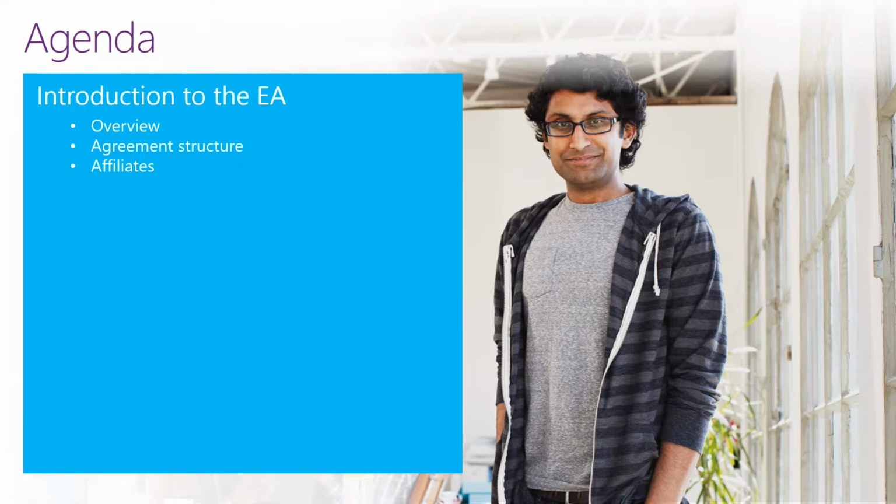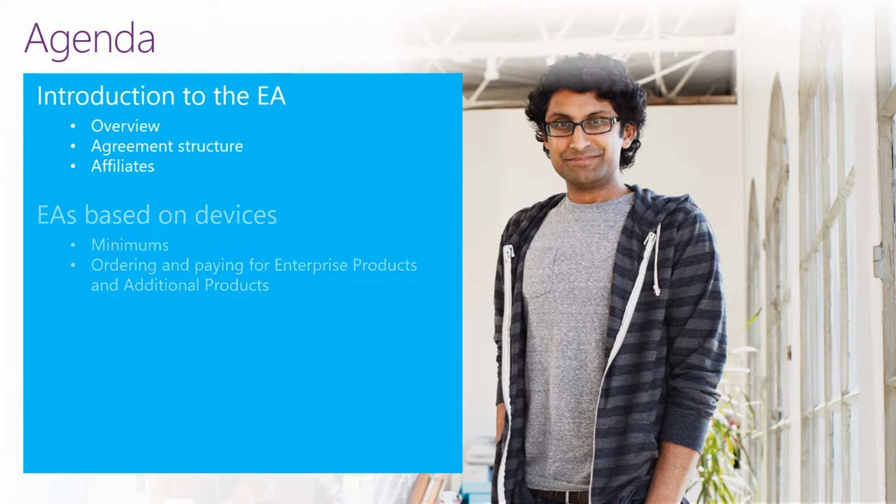Let's take a look at the topics that we'll cover in this session. As I introduce the Enterprise Agreement to you, we'll look at it in the context of the other Microsoft Volume Licensing Agreements, and consider how an agreement is structured and how affiliates may be included. Then we'll get into the detail about the agreement itself, and first of all, we'll look at what I'll call a traditional Enterprise Agreement, which is based on the number of devices an organisation has. We'll talk about the minimums, and how customers order and pay for the two types of products they can order: enterprise products and additional products. If these aren't familiar terms to you, then rest assured we will cover them in detail.